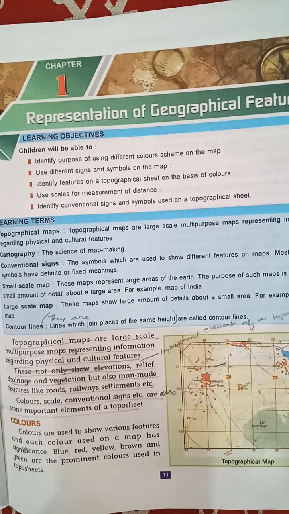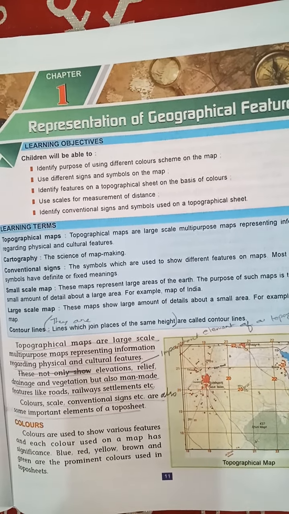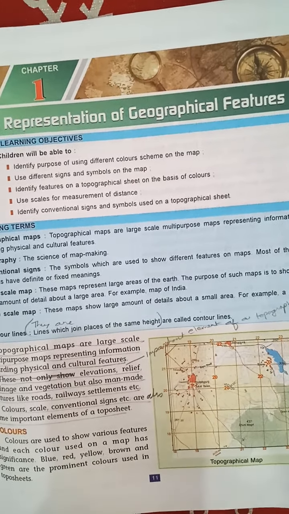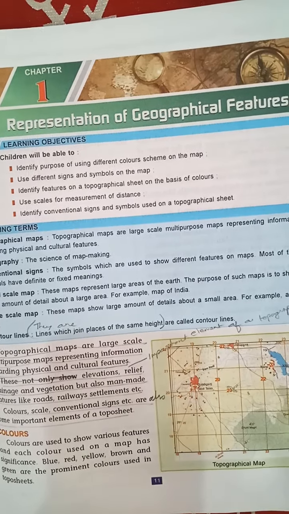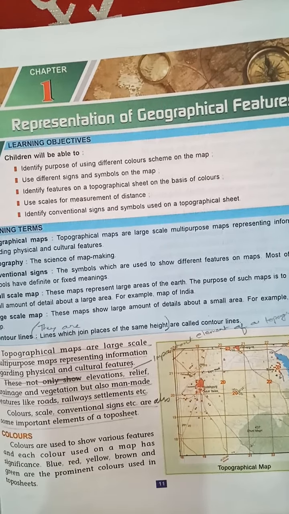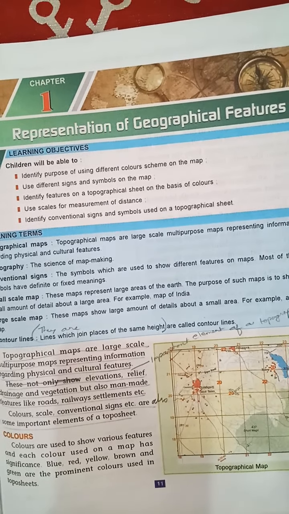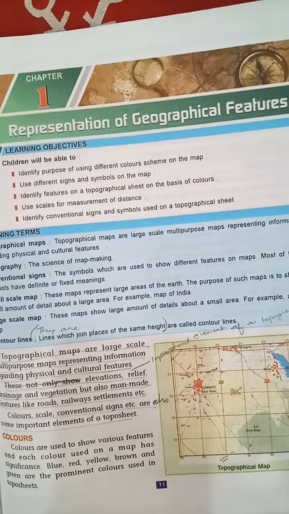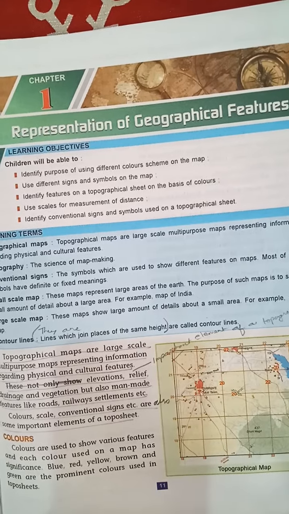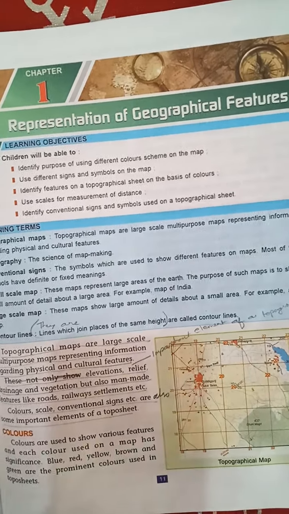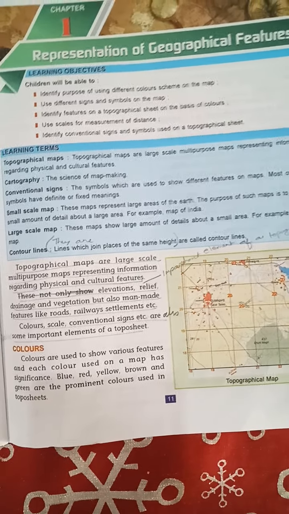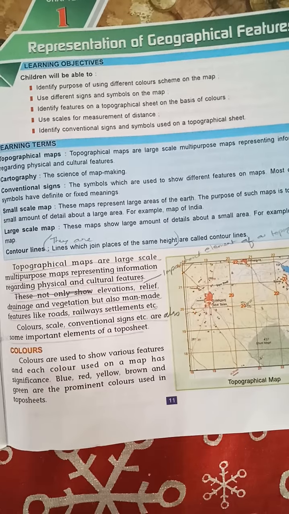Today we will be taking up the very first lesson in your books, that is representation of geographical features. In modern mapping, a topographic map or a topographical sheet is a type of map characterized by large-scale details and quantitative representation of relief features, usually using contour lines. Topographical maps show both natural and man-made features also.